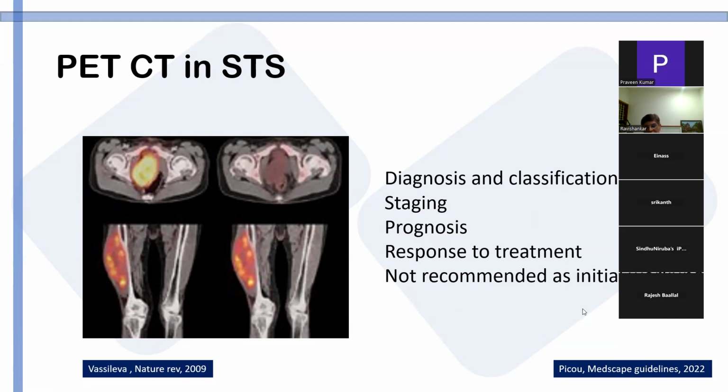And one of the most common indications for PET CT in sarcoma is response to treatment and recurrence. If you're suspecting recurrence somewhere, you want to know if it's metabolically active or not. But this recommendation, I've seen the guidelines as well, is probably going to change because this is being pushed in a big way. Okay, diagnosis and classification is one, but staging and prognosis.